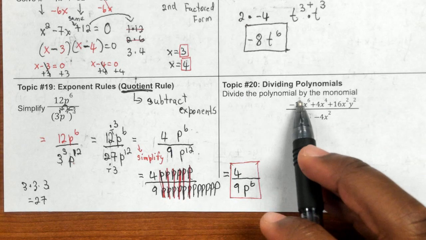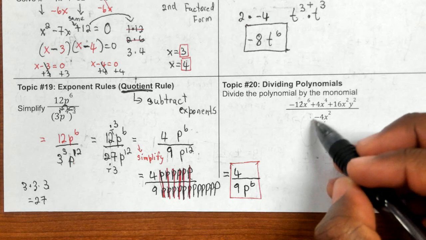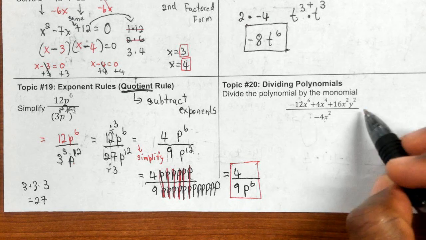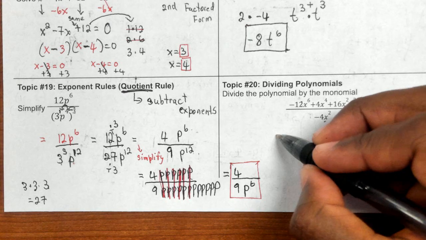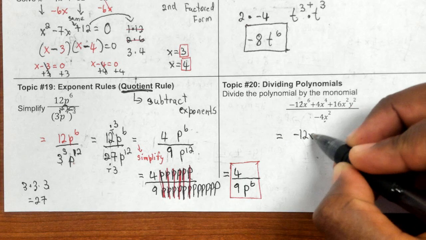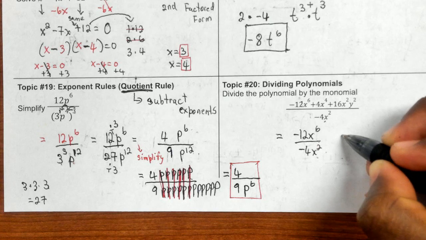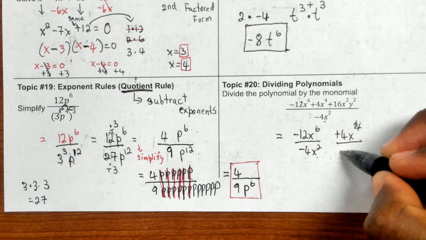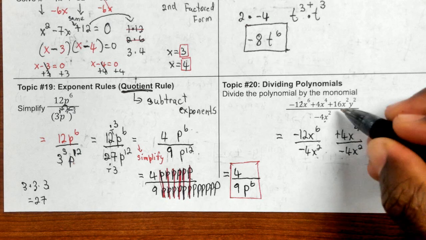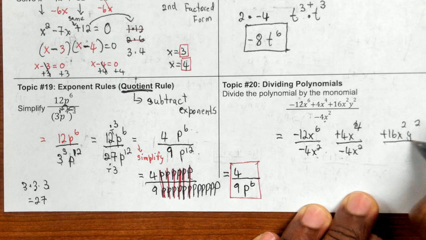So we're trying to divide polynomials by a monomial. So whenever we see a fraction and we see this denominator for everything, this is called a common denominator. So what I'm going to do is rewrite this as negative 12x to the 6 divided by my common denominator, negative 4x squared, positive 4x to the 4th, divided by my common denominator, negative 4x squared, and positive 16x squared y squared, divided by negative 4x squared.